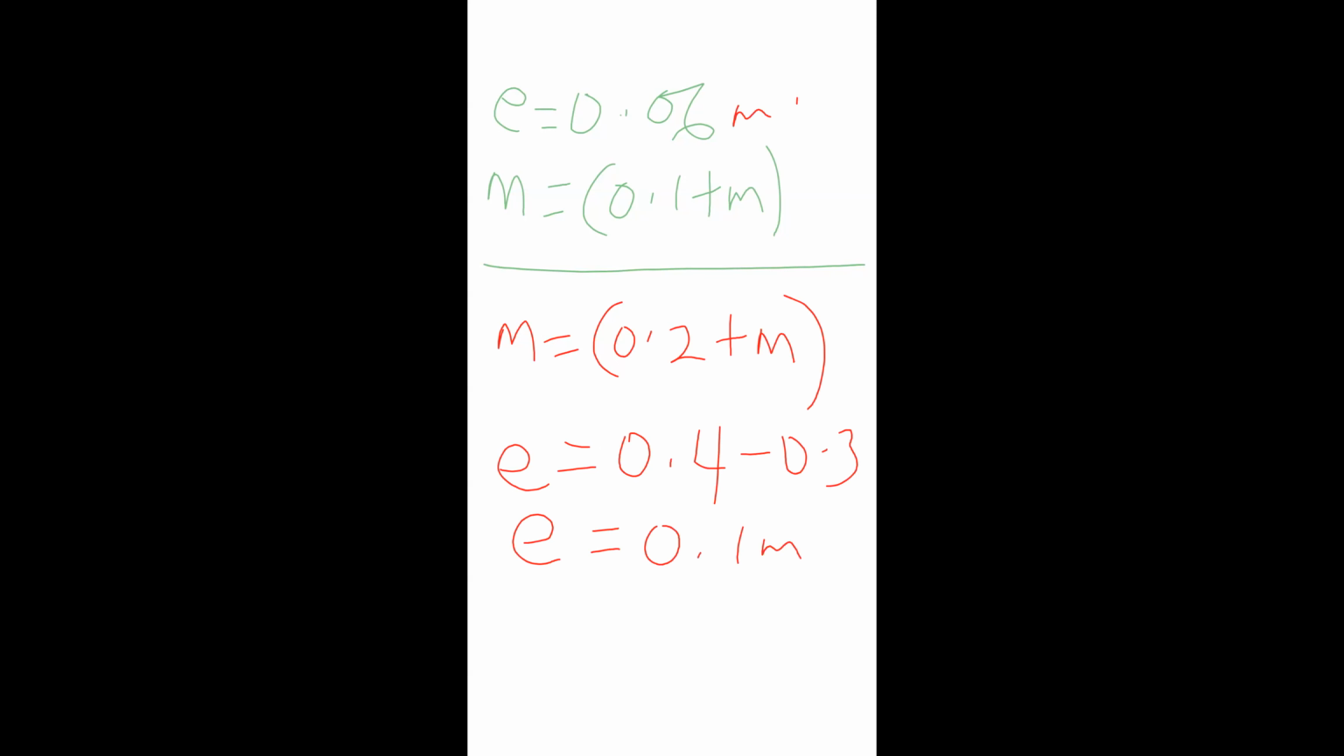So now we have two things. We have extension and mass. Let me call it E1 and M1, and then mass 2 and extension 2. So you copy those ones down: the mass 1, extension 1, mass 2, extension 2. And then after copying them, we are going to rub them out, and then we get into the Hooke's law that we have to use.